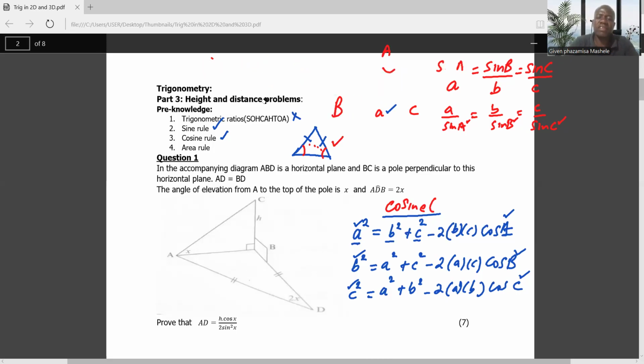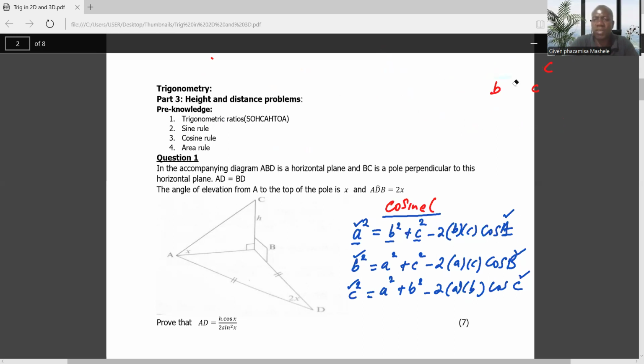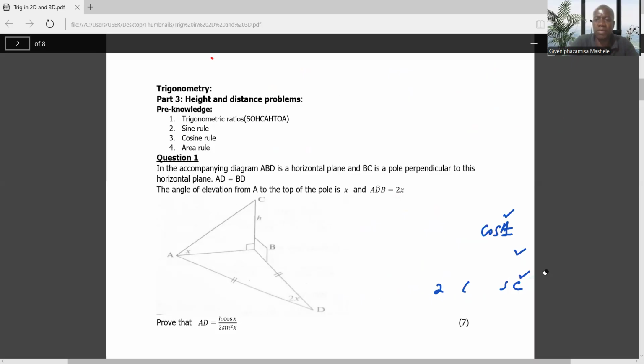However, ladies and gentlemen, I will not go through all the questions because I think in this paper, there are around 7 questions. So I'll just try to go fast on some of the questions. However, if I did not finish some of the questions, kindly go through them on your own and try to prove and check if you are following or not.